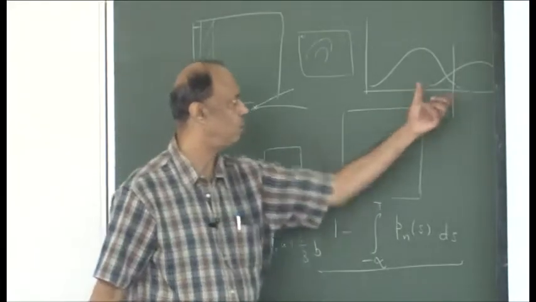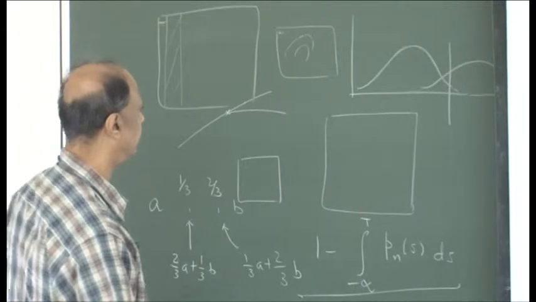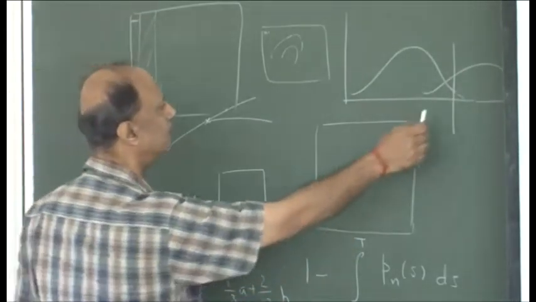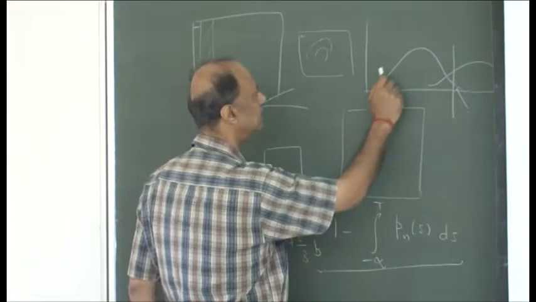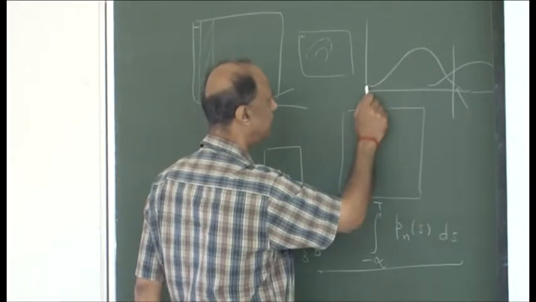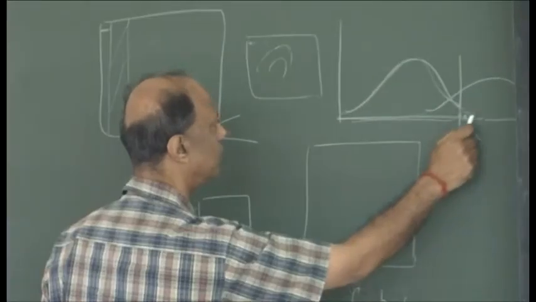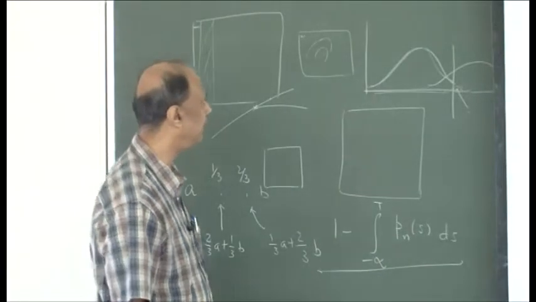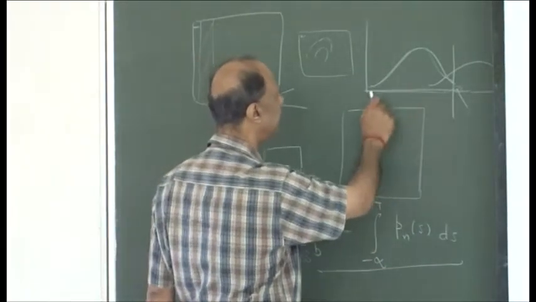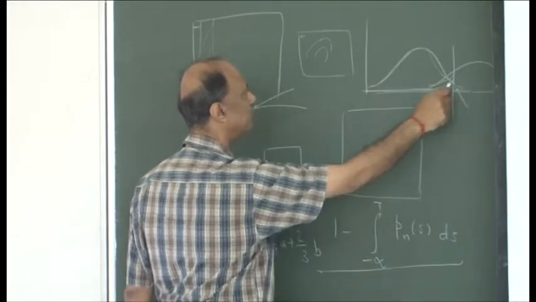Right? This is 1 minus this false match rate. Yes. False match rate is what? This is false match rate, right? That means 1 minus, this is what? 1 minus this part. So, this is your false match rate. And the false non-match rate is minus infinity to this part of this curve.